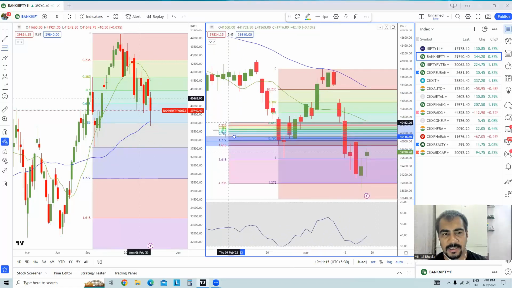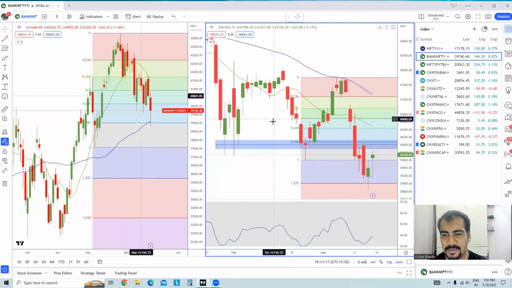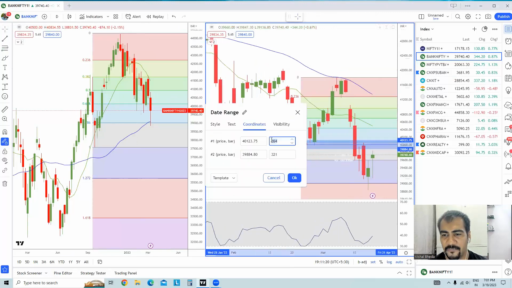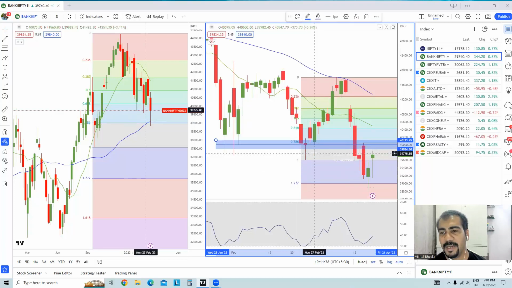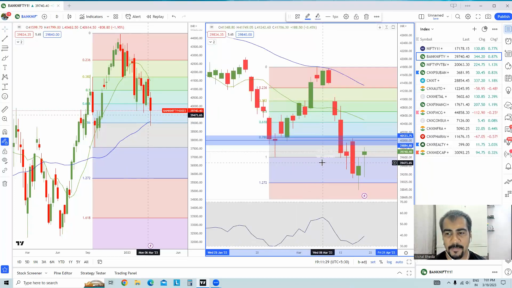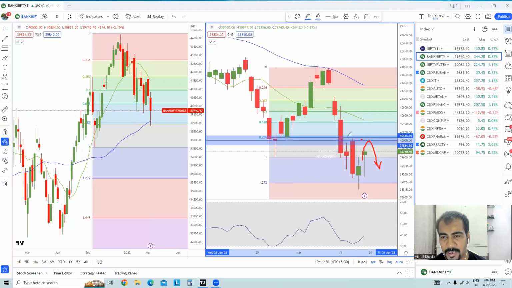The levels for the resistance band, I'll just share with all of you. It's from 40,124 to 39,885, in round figures. So we need to wait and watch what happens over here in Nifty and Bank Nifty, whether the price goes up and reverses on the downside, or it consolidates, or whether it surpasses this band, tries to go even higher and tries to fill this gap.